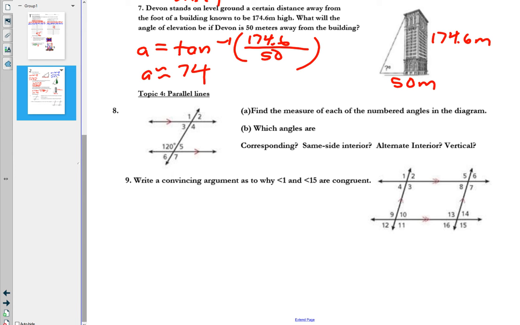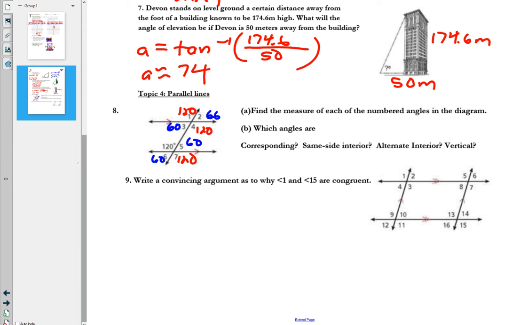All right, parallel lines. Find the measure of each of the numbered angles in the diagram. When you have parallel lines, every single angle in the diagram is going to be one of 2 things, either congruent or supplementary. All the ones that are vertical, corresponding, alternate interior, all those are congruent. So the 4 of them that are congruent to the one that they give you, and then the rest of them are supplementary. 60, 60, 60, 60.